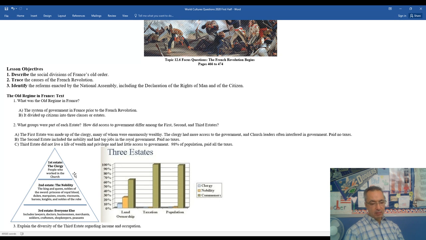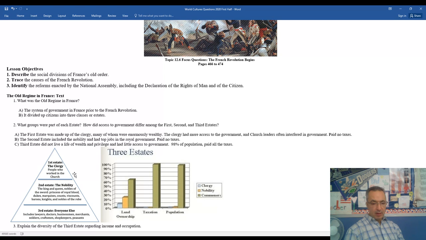And the third estate included everybody else, maybe like the upper middle class, lawyers and doctors, businessmen. You had merchants, soldiers, craftsmen, shopkeepers, peasants, and just about everybody else who made up society. So you see the little chart there on the right, the light blue being the clergy, the nobility being in kind of that orangey color there. And then the green would represent the commoners or the third estate.